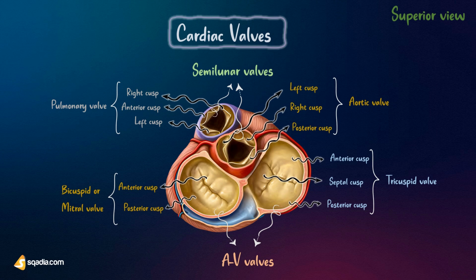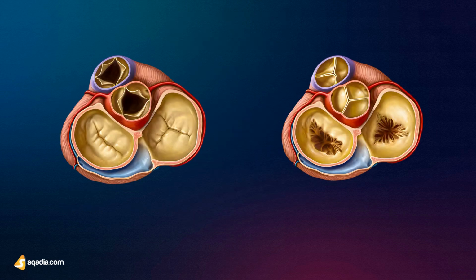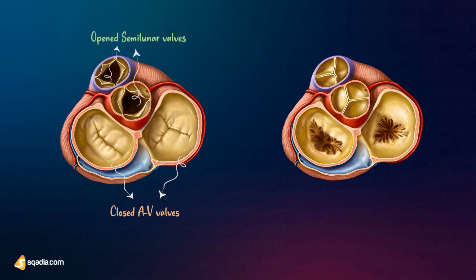These valves open and close according to the need. During ventricular contraction and relaxation, which are termed as ventricular systole and ventricular diastole respectively. As here in the image on the right side, you can see that both AV valves are closed, but both semilunar valves are opened. This state usually exists during ventricular systole or contraction of ventricles, or during emptying of ventricles.